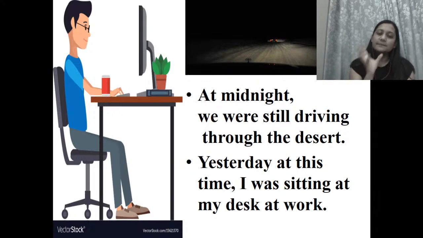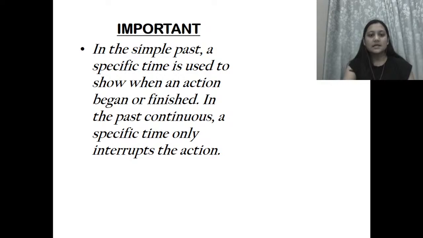आपने एक specific time clear कर दिया है. Yesterday, at this time, I was sitting at my desk at work. Alright, so kal is time pe I was sitting at my desk at work. Right? In the simple past, a specific time is used to show when an action began or finished. हम simple past में ये show करते हैं that when did the action start and when did it end.